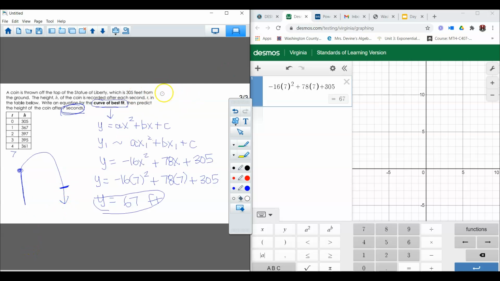So do the line of best fit or curve of best fit, and it will tell you in the problem which it is. Do that first and get that equation. And then they're going to give you a number that has to be plugged into that equation so that you can make your prediction.